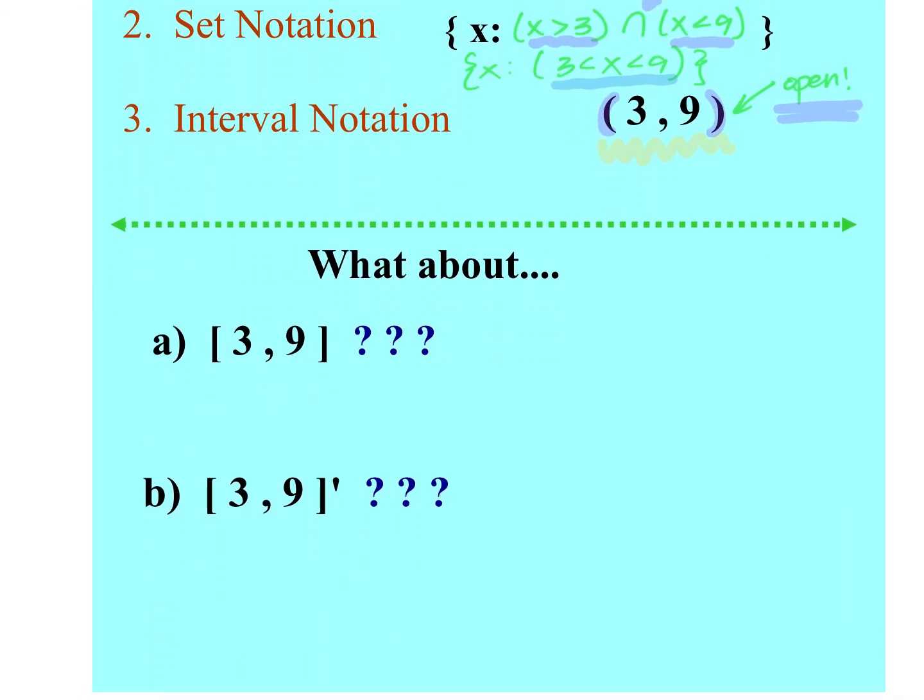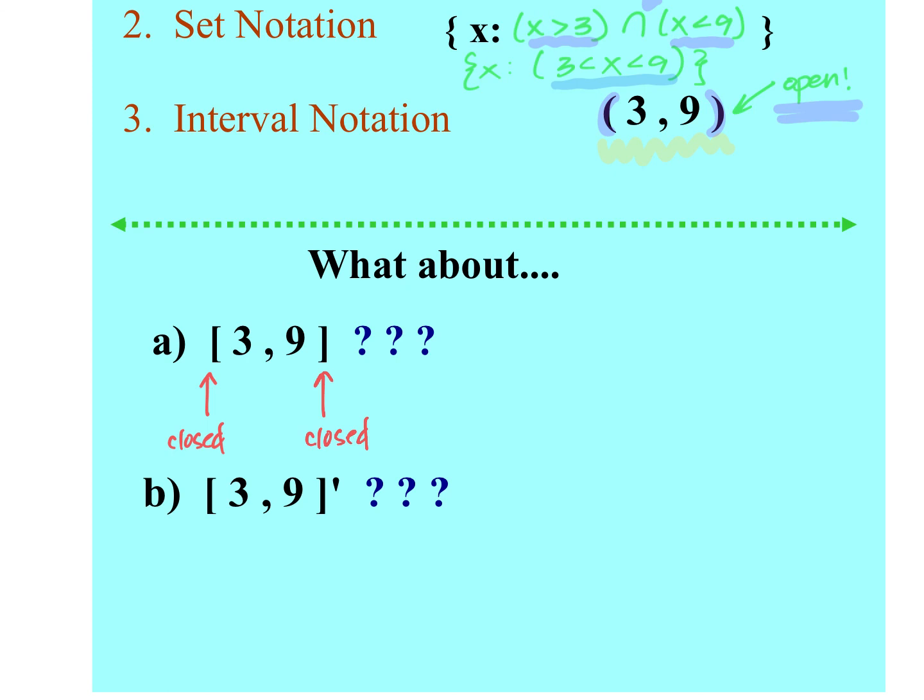A couple other things to mention before you try some on your own. Again, remember to look for the closed boundaries, especially in interval notation. Those can be easy to miss. The square bracket means closed. We're including 3 and 9.